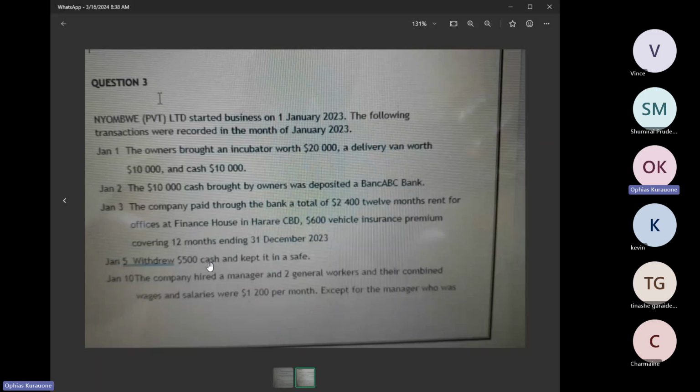Withdraw $500 cash and kept it in a safe, which means the bank account should be credited and the cash account, not a safe account, should be debited. The company hired a manager and 2 general workers, and their combined wages and salaries were $1,200 per month, except for the manager who was.